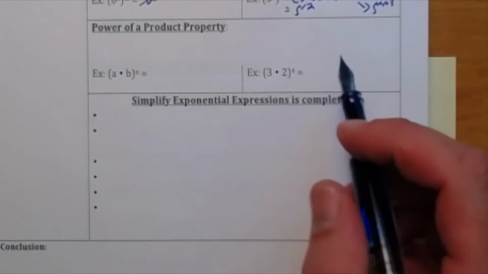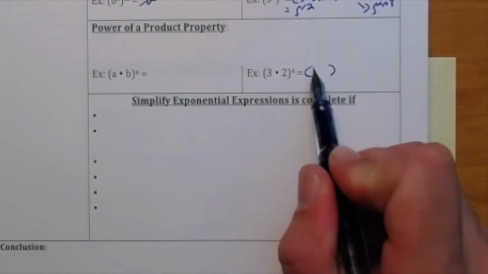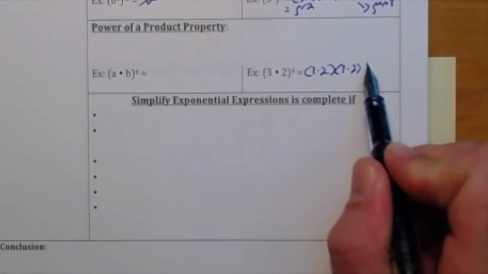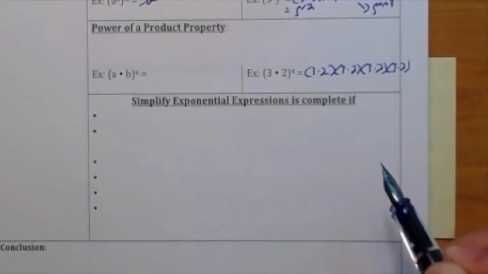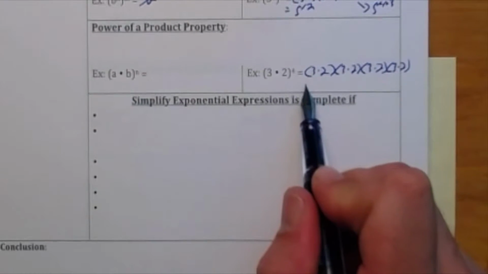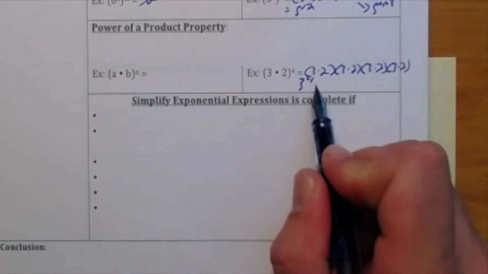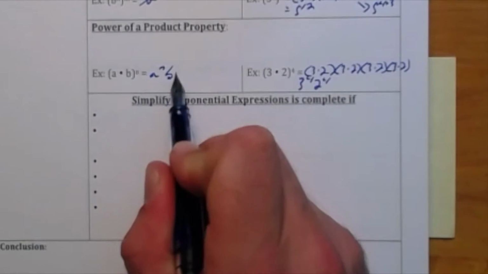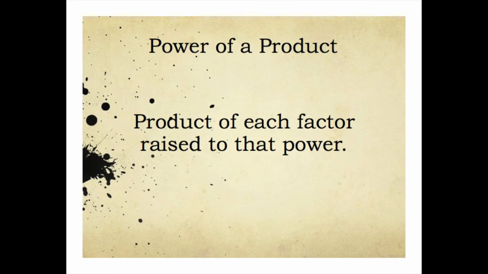For a third example, if I had 3 times 2 to the 4th power, this is going to give me 3 times 2, 4 times. I'm going to see that 3 occurs 4 times and 2 occurs 4 times. So this means that I have 3 to the 4th power times 2 to the 4th power. If I look at my letter example, a times b to the n is going to give me a to the n times b to the n. So I can see that the power of a product property is the product of each factor raised to the power.